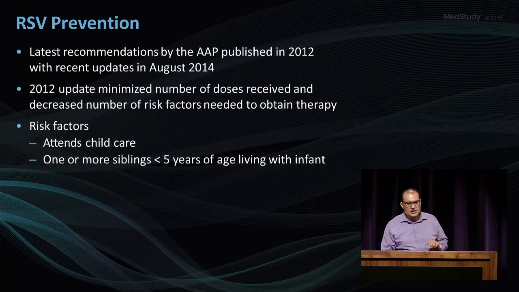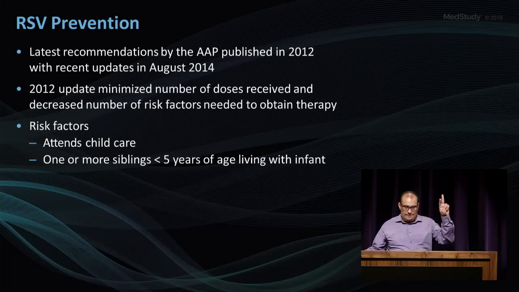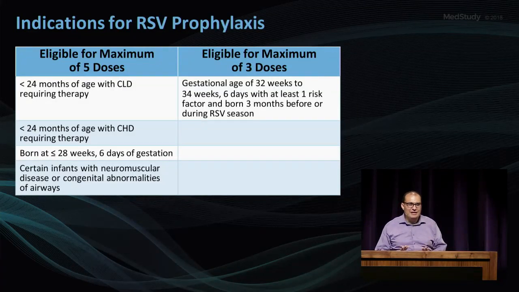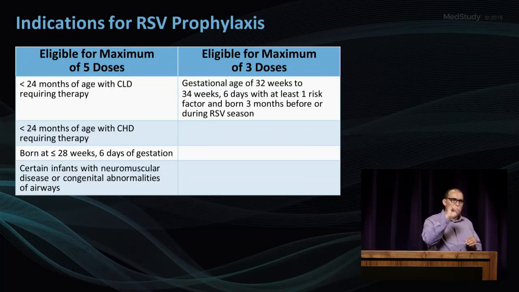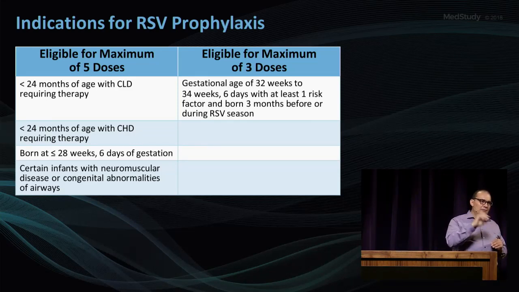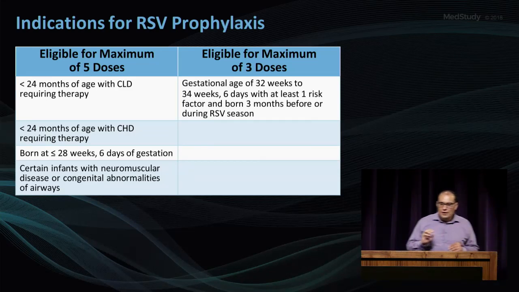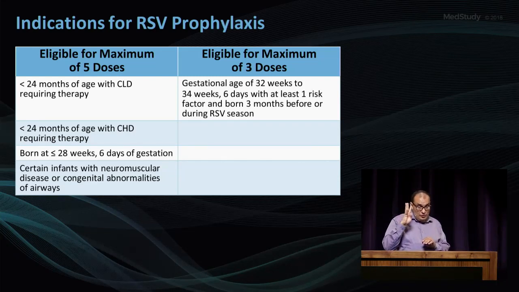Now, there is a recommendation that came in 2012, and then the recommendation was also revised in 2014. What changed is the risk factors, and I will explain it in a simple way. Risk factors: attends childcare, or one or more siblings less than the age of 5 years living with the infant. So remember these 2 risk factors, okay? If you forget, just have a look. There are things you have to look at maybe a week before the exams, and I'm telling you what they are from pulmonology. So kids are eligible for a maximum of 5 doses, less than the age of 2. We did not say the first year, 2. So you can give it up to the age of 2.